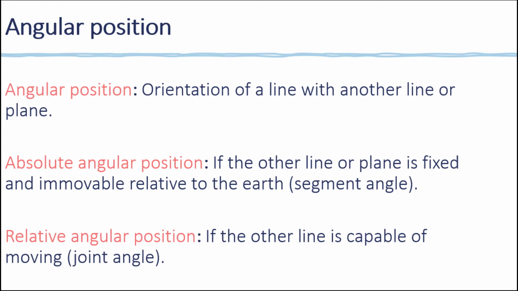If that other line is actually capable of moving, then the angular position is a relative angular position. So for example, the angle of your forearm with your upper arm describes a relative angular position of your forearm, or your elbow joint angle. So in this case, both the lines are capable of moving. So it's a relative angular position, or in other words, a joint angle.